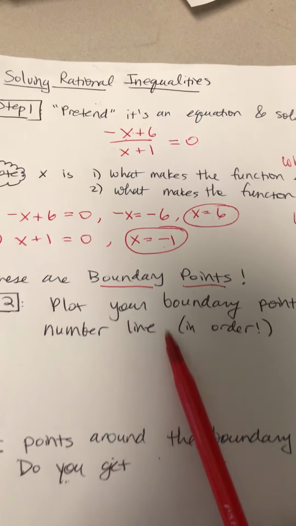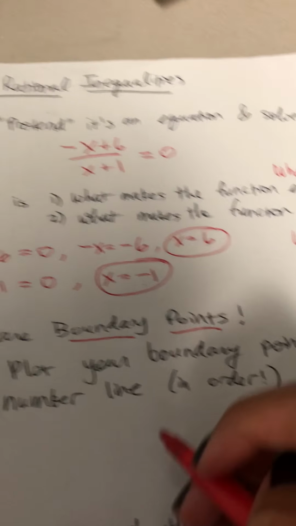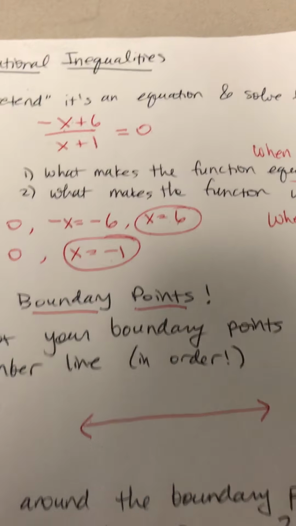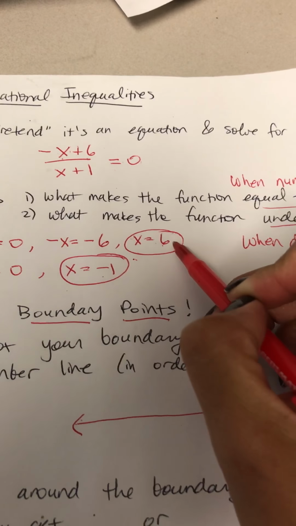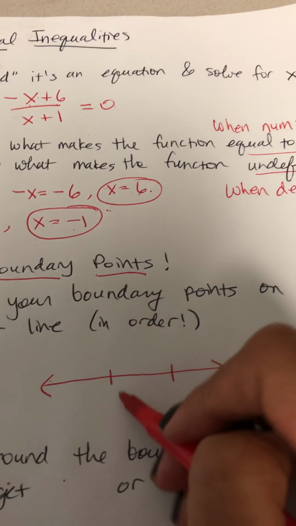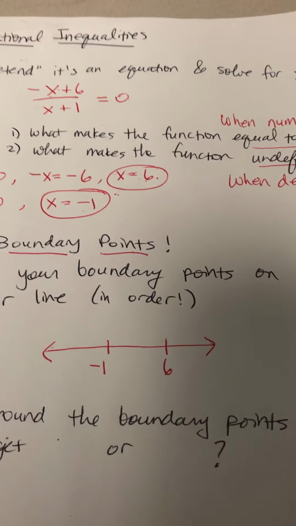All right, so step 2, now that we have step 1, is to plot your boundary points on a number line, and remember to do it in order from lowest to highest. So here's a number line. And I'm going to plug in negative 1 and 6. Remember to do it in order. The smallest number out of the two is negative 1, and the 6 is on the right. So again, write it in order.